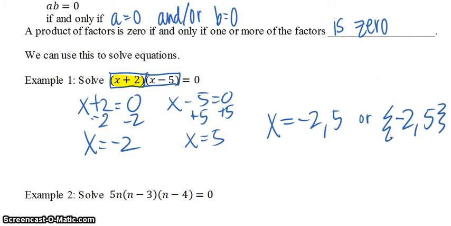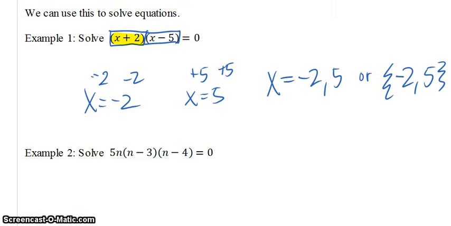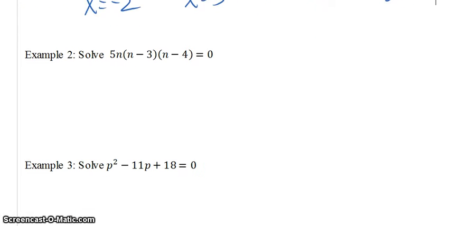So I'm just showing you either way. I will accept either way unless I say write it as a solution set. So there. Why is it not scrolling down? Okay, there we go. So number 2.